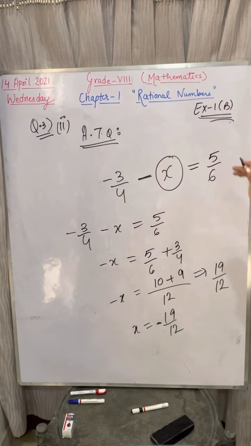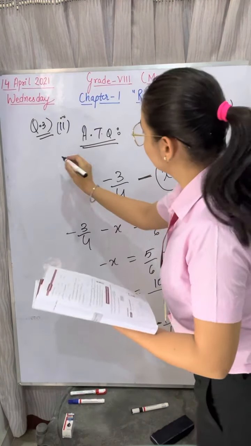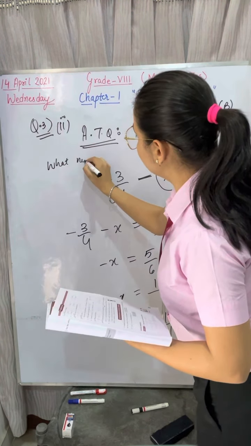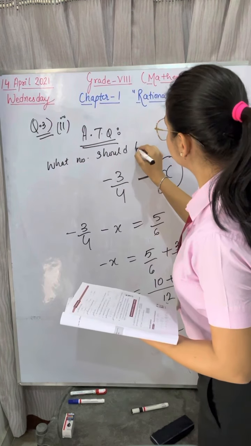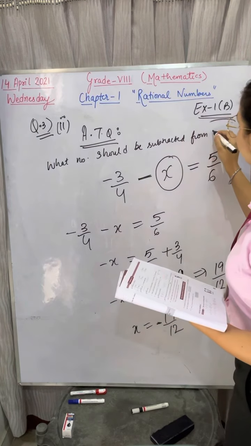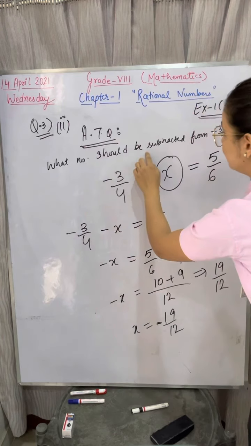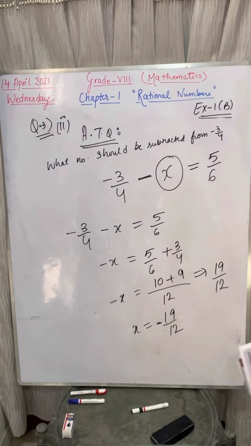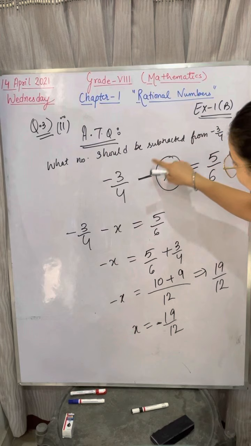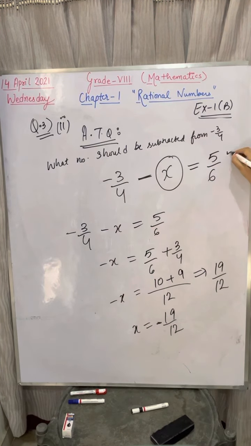I'll tell you. They are saying that, see, I'm writing a statement here. What number should be subtracted from minus 3 by 4? They have written this. Minus 3 by 4 is there. What number can we subtract from this value so that we will get 5 by 6? Is it clear now? So that we get 5 by 6.